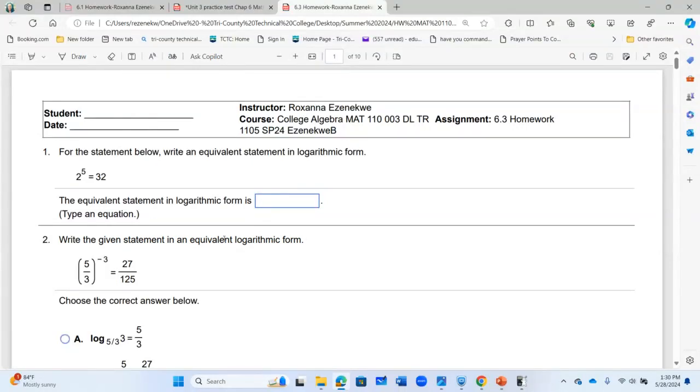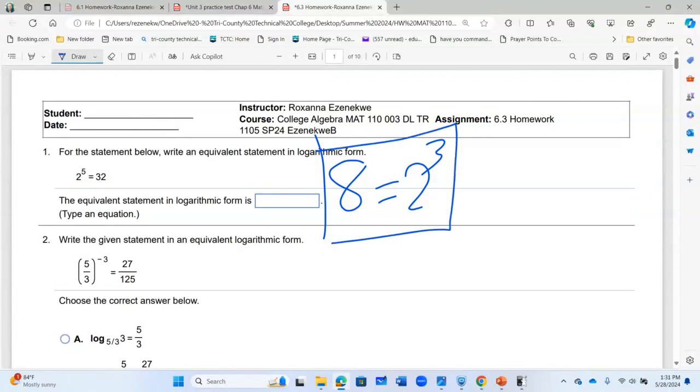And by the way, we have already established that exponential functions and logarithmic functions are inverses of each other. So we already wrote that 8 is the same as 2 to the power 3. If I want to change this to logarithmic form, I will say log of 8 to base 2 is equal to 3.